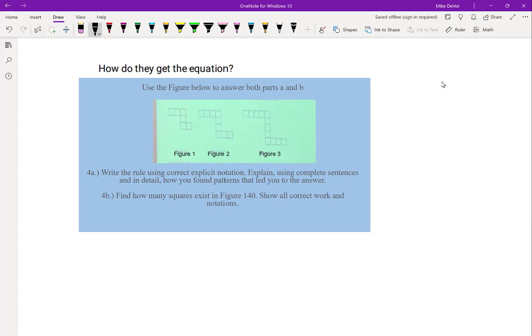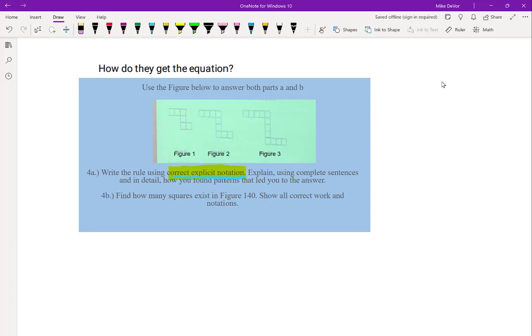So let's look at this. Okay, so we have a figure here. Write the rule using correct explicit notation. So right off the bat, that's leading me to believe that explicit sequence generators, that this is going to have something to do with a sequence. Explain using complete sentences, and then find how many squares exist in figure 140. So the 140th, right? So if we were going all the way over to here, number 140.